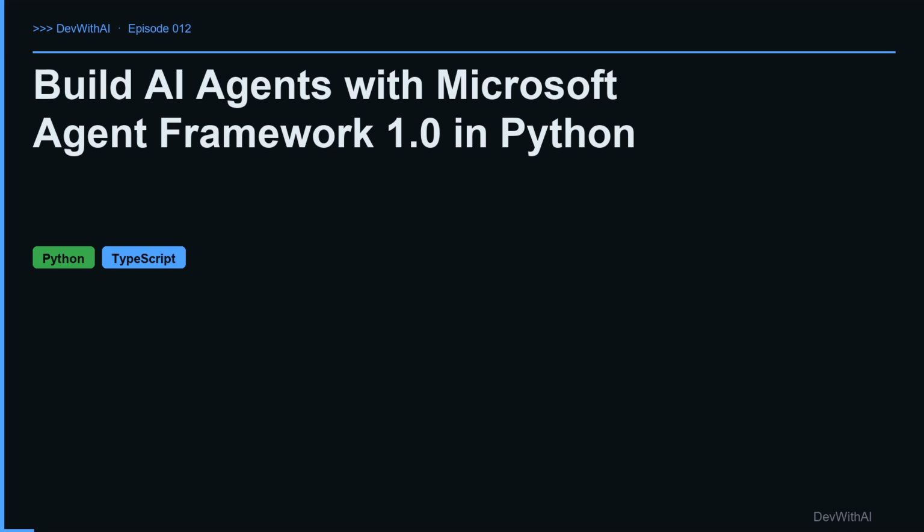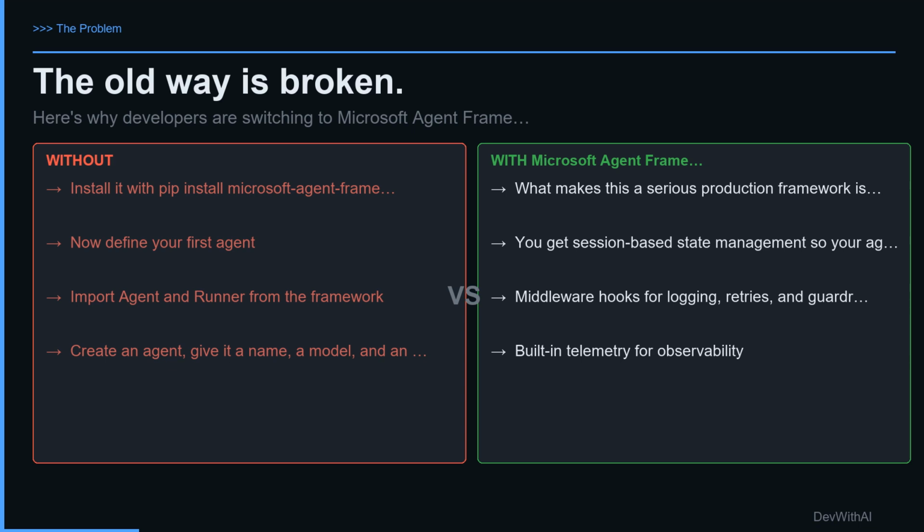If you've been building AI agents with Python, you've probably struggled with choice paralysis: Semantic Kernel for enterprise features, AutoGen for multi-agent conversations, each with its own abstractions, its own quirks, and its own learning curve. Microsoft heard the frustration, and in April 2026, they merged everything into one production-ready framework with long-term support. Let's build something with it right now.